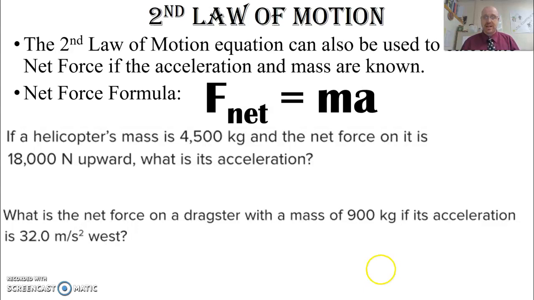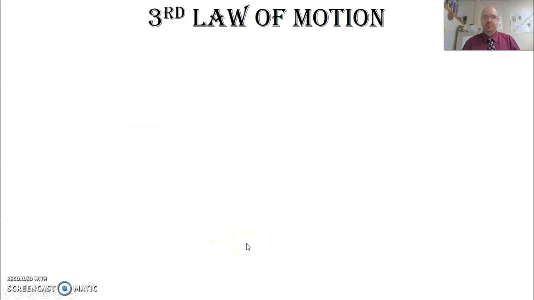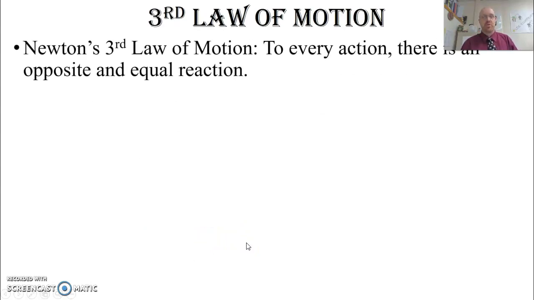And here's another one. What's the net force on a dragster with a mass of 900 kilograms if its acceleration is 32 meters per second squared? Well, we just multiply mass times acceleration, and that is a whole lot of force. And that brings us to the third law of motion.